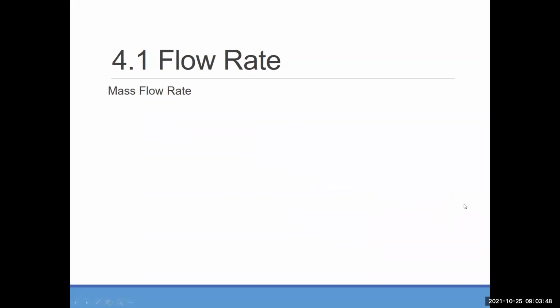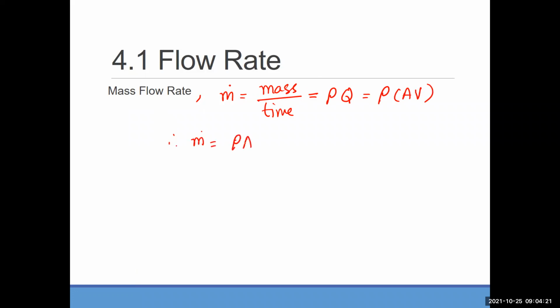After that, we discussed the mass flow rate, which is M dot, that means mass over time. And since mass and volume has a special relationship, we can establish that relationship by the density. We can do the same here also. So M dot equals rho times A times V. Okay, so that's where we stopped.